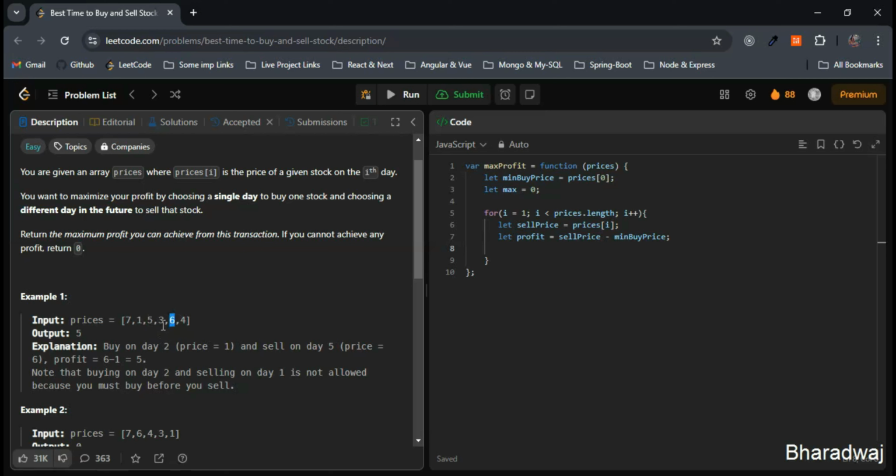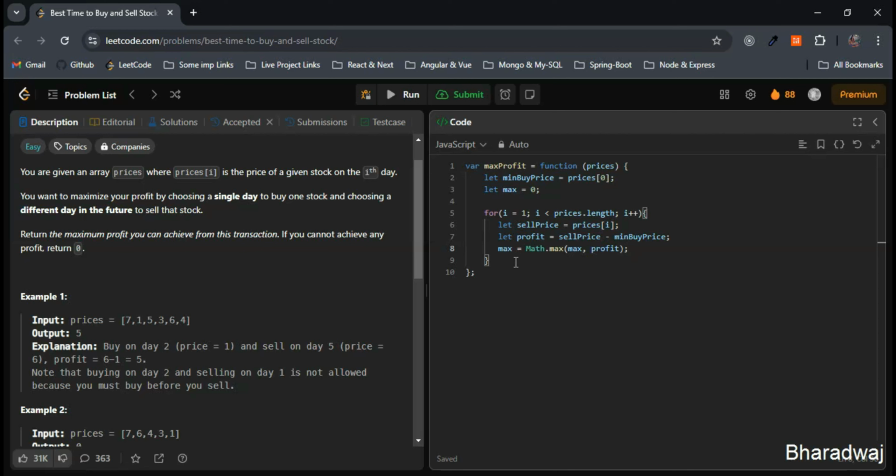So we have to keep updating the maximum profit. For that sake, I'll write max equals Math.max of max and profit. What we are doing here is updating the max profit if the current profit is greater than the previously stored max profit.